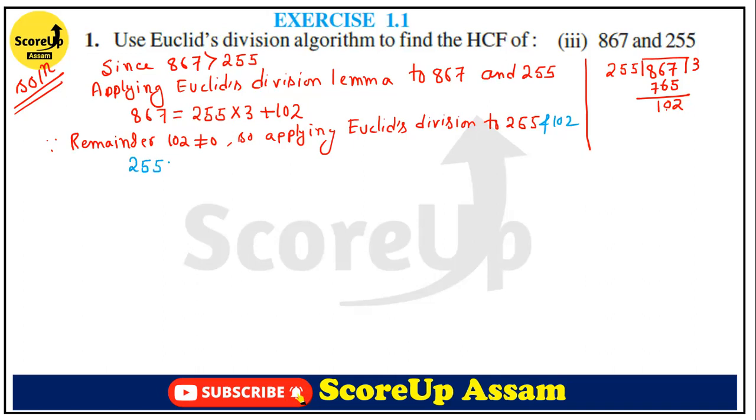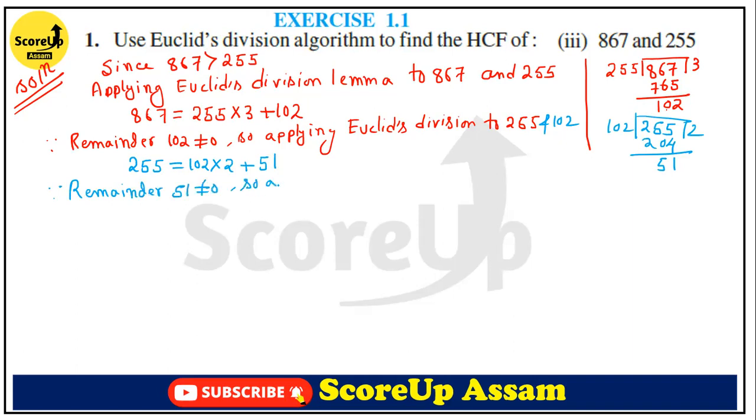So 255 is equal to 102 into, how many times will it go? 2 times. So if we divide 255 by 102, 102 into 2 is 204, so ultimately the remainder will be 51. So 255 is 102 times 2 plus 51. Now the remainder is not equal to 0. We should not stop until we find remainder 0. So remainder 51 is not equal to 0.